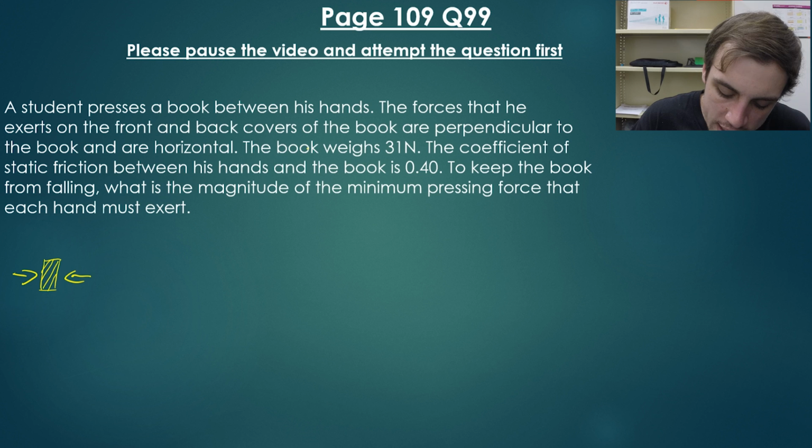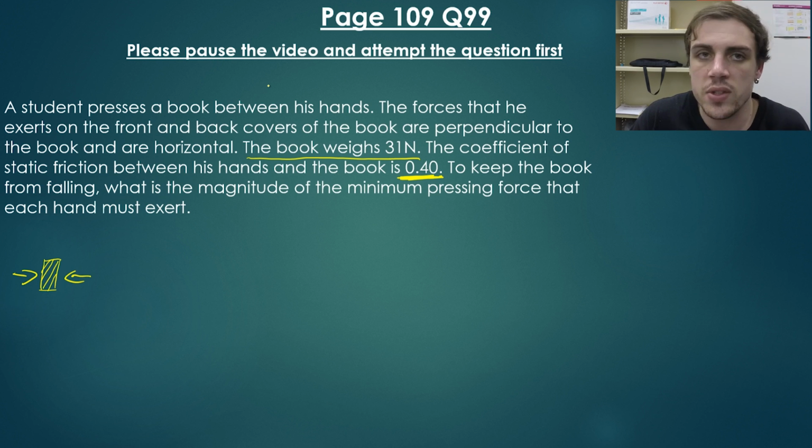So the book weighs 31 newtons. Okay, so that's interesting. The coefficient of static friction between his hands and the book is 0.4. So again, we've got a value here, the coefficient of static friction. So that's giving us a point in the right direction.